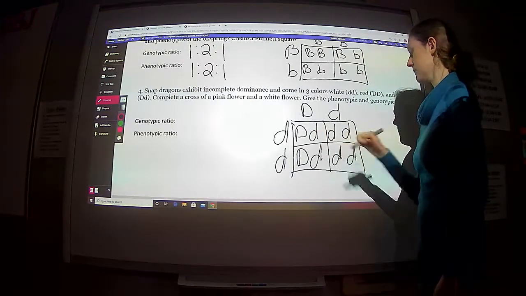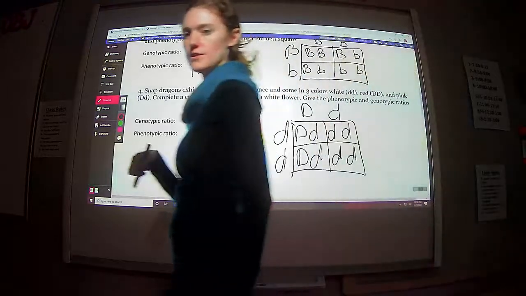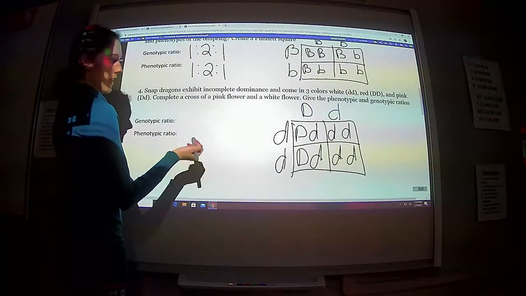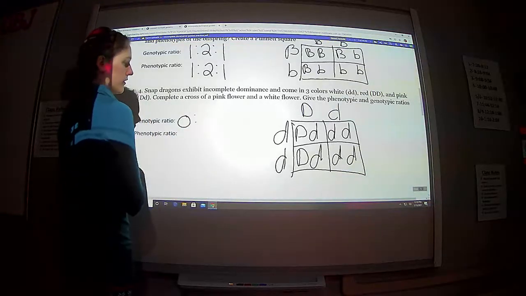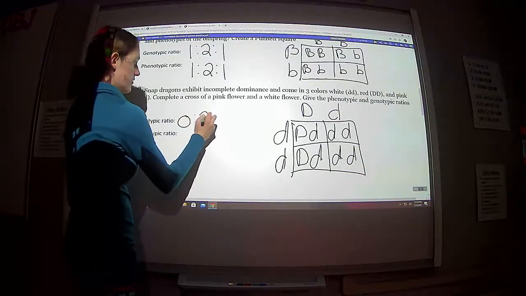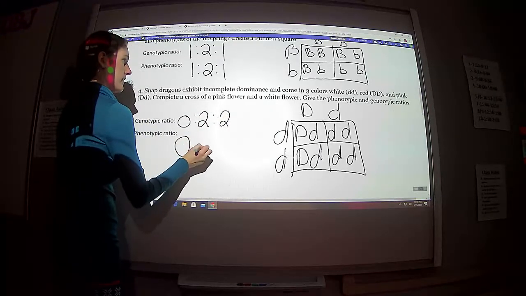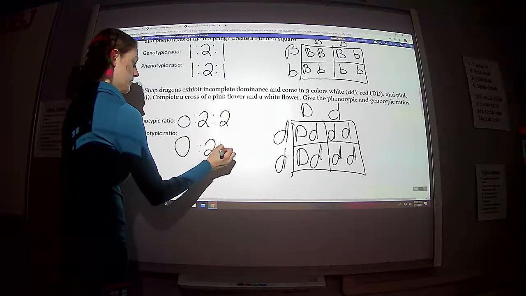Okay. For my genotypic ratio, I don't have any that are homozygous dominant, two heterozygous, two homozygous recessive. I don't have any that are going to be red. I have two pink, two.